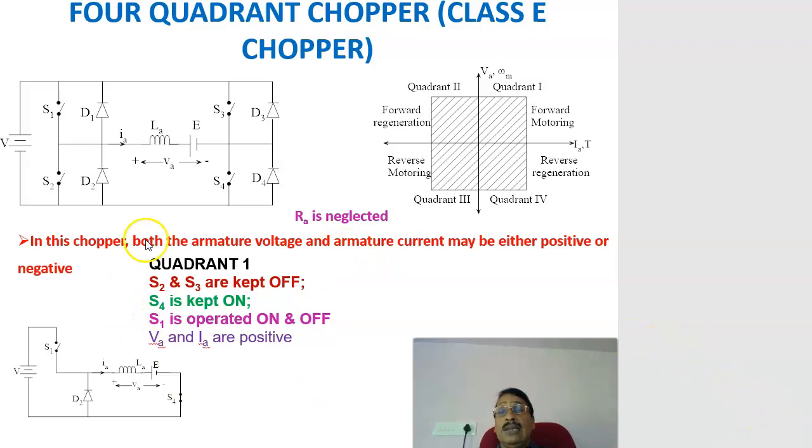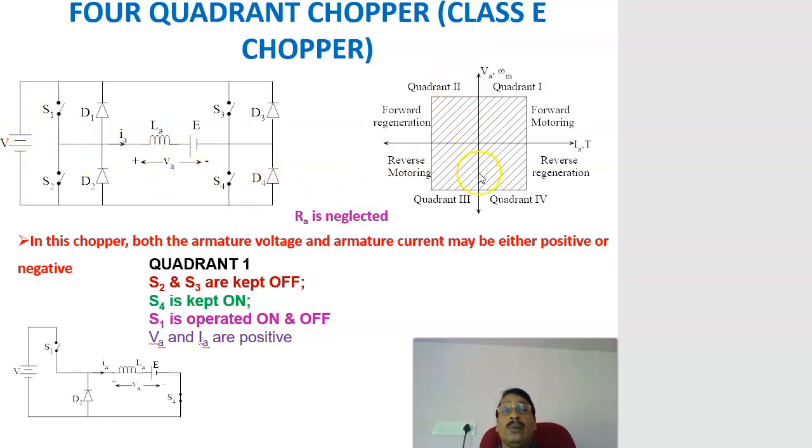Now coming to the circuit diagram of the four-quadrant chopper, there will be four switches S1, S2, S3, S4, and similarly four diodes D1, D2, D3, D4, and the motor is connected between these points. Here we are assuming that the armature resistance is negligibly small. That is why RA is eliminated, along with the back EMF and armature inductance. The voltage across the armature is VA, the current through the armature is IA, and V is the supply voltage.